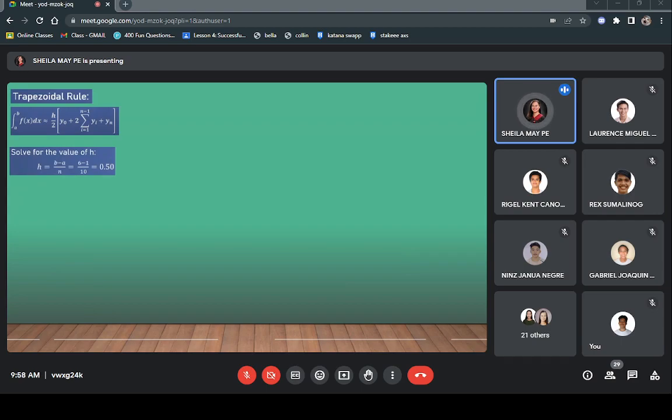Okay, so we need to solve the value of our h. We have our h formula, b minus a over n. We have our b, the upper limit of 6, minus the lower limit of 1, divided by the given value of n, which is 10. After calculating that, that's just 5 over 10, which equals 0.5. So we already have our h. Next, we need to find the values of our y's: y sub 0, all the intermediate y's, and the last base. To solve that, we need to use our main equation.